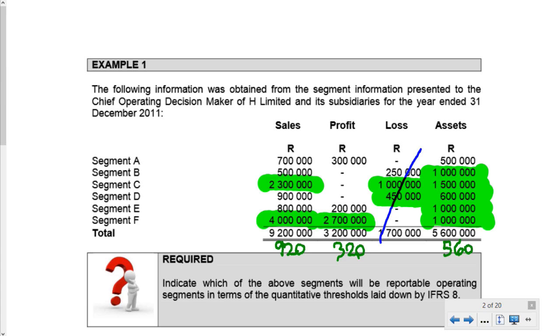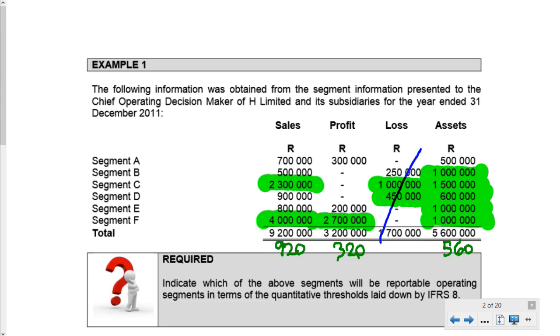Then, if you look at the wording, it says the absolute profit. So absolute means not netted off, isn't it? So absolute profit. Profit's bigger than loss. 320 is profit. We're looking at anything bigger than 320. F is bigger, C is bigger, and D is bigger. Although they're losses, they're bigger than that 320.